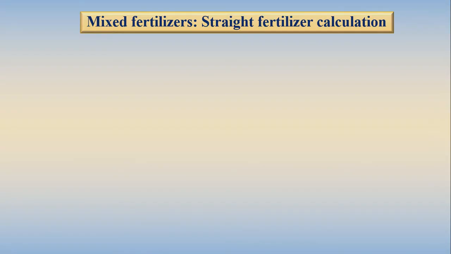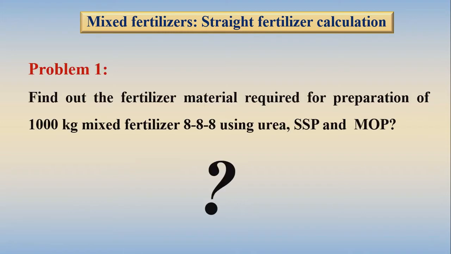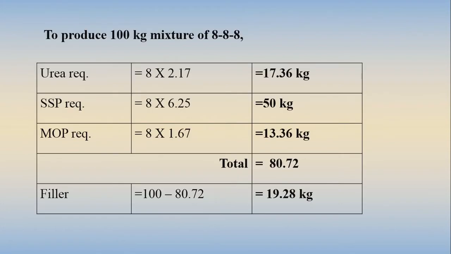These conversion factors can be directly used to calculate the fertilizer requirement, and I will show how to use them. So now we will see the first problem in today's video, mixed fertilizer calculation using straight fertilizers. The problem given is: find out the fertilizer material required for preparation of 1000 kg of mixed fertilizer 8-8-8 using urea, SSP, and MOP. Here 8-8-8 is known as the fertilizer grade. It means that it should contain 8% nitrogen, 8% phosphorus, and 8% potassium.